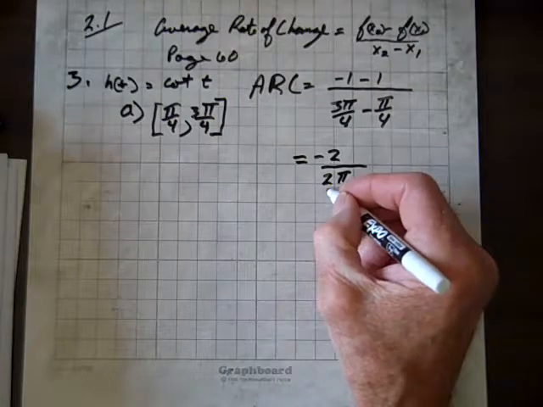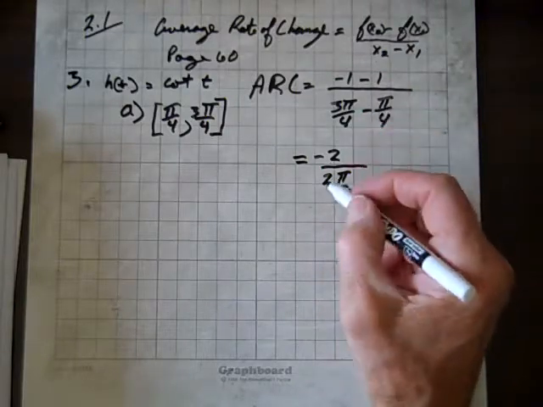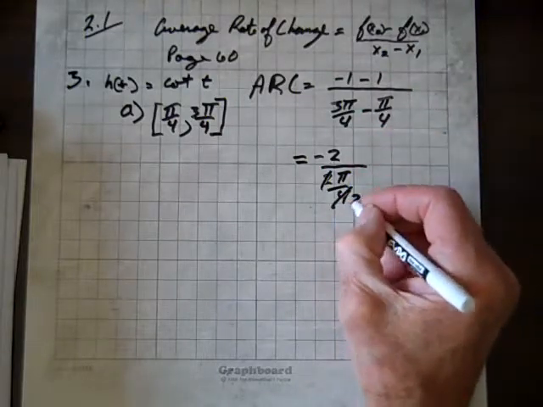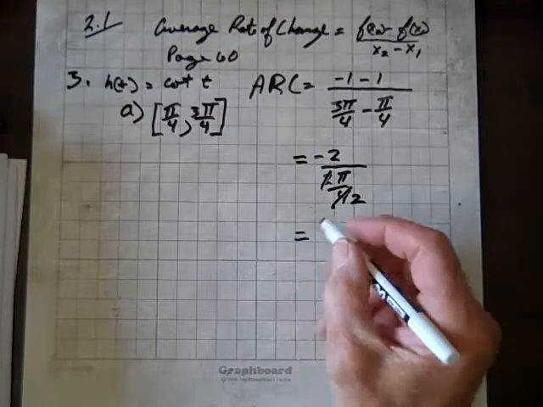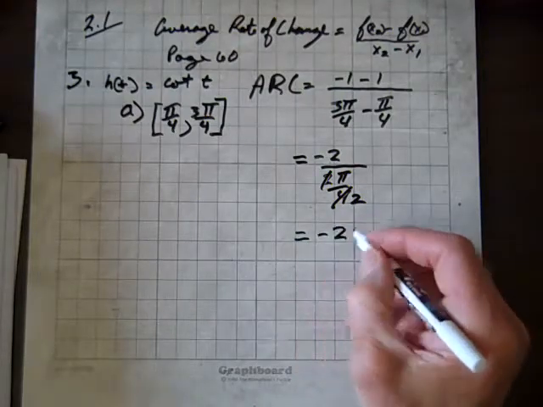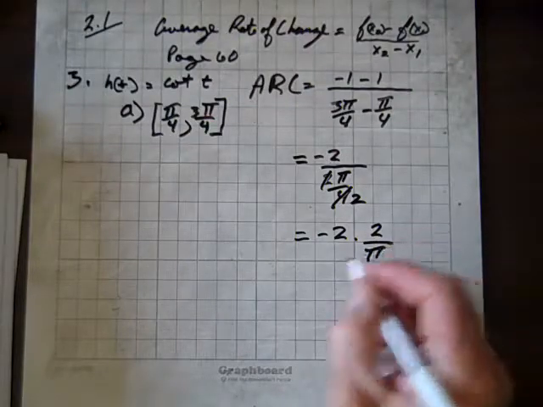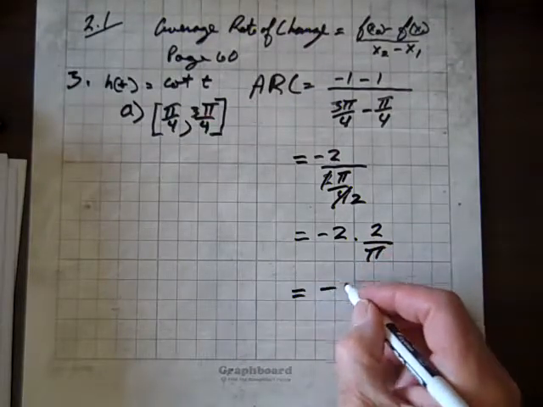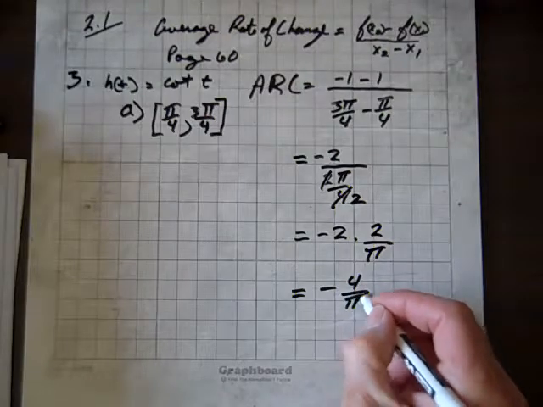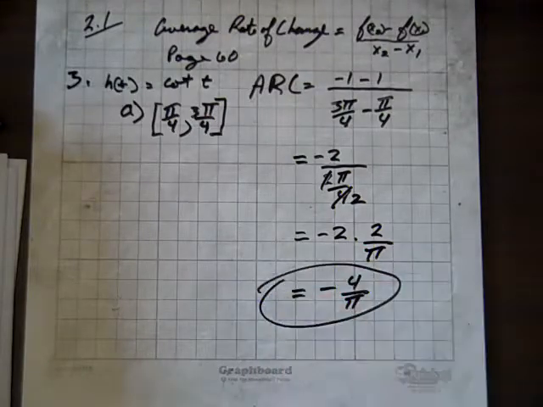2 pi over 4, the difference in these two, when 2 goes into 4 twice. So now when we invert and multiply, we get -2 times 2 over pi, which equals -4 over pi. And we're done with that one.